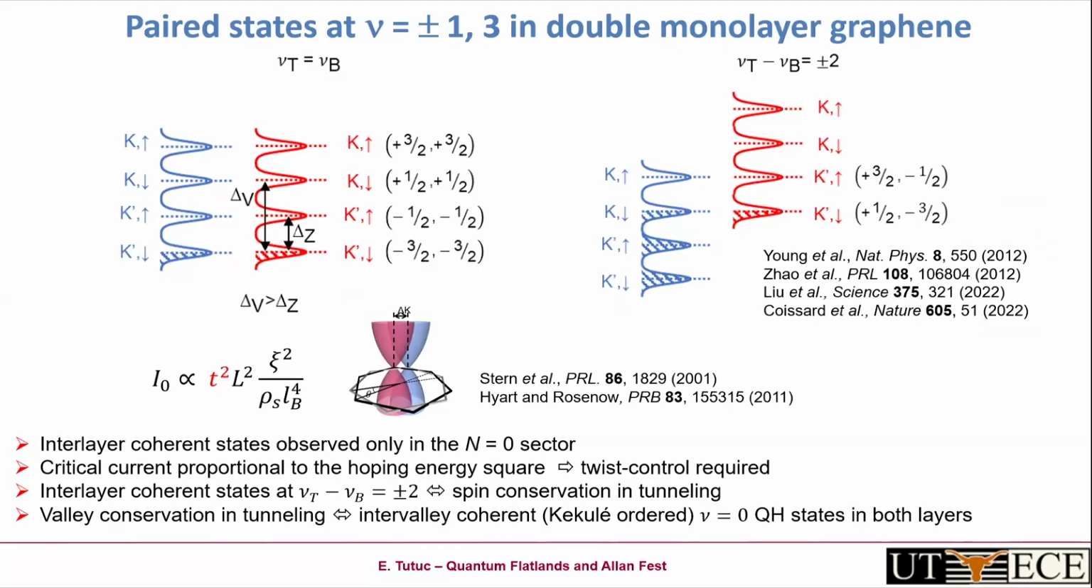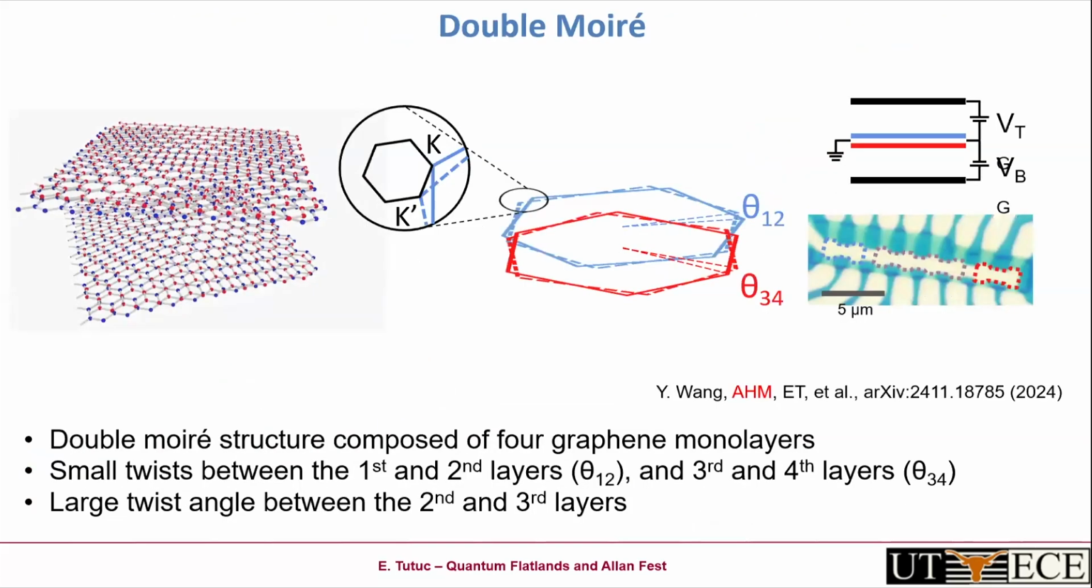And we can understand the different states that we see if we invoke spin and valley splitting in the n equal to 0. In essence, we see them only when we tunnel between states with the same spin orientation. So spin conservation also plays a role when we test the signature of coherence through tunneling. All right, so I'm getting close to the end of the talk.